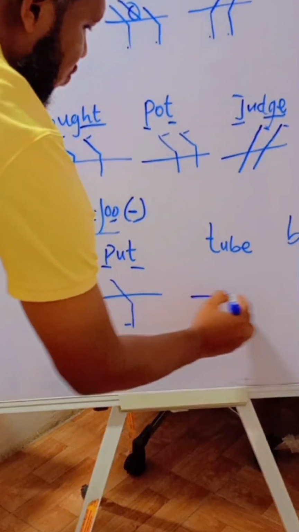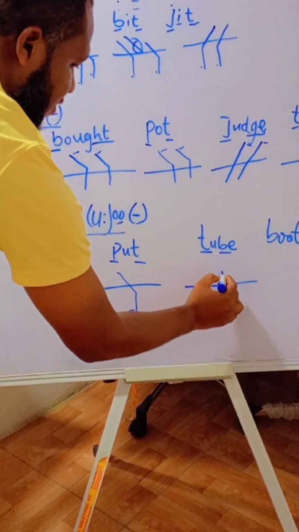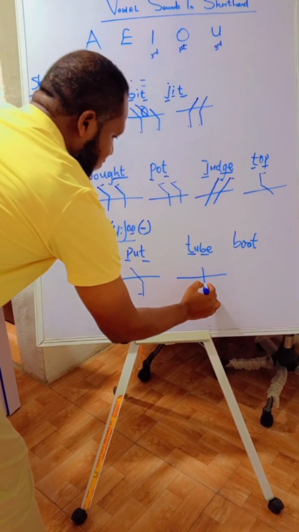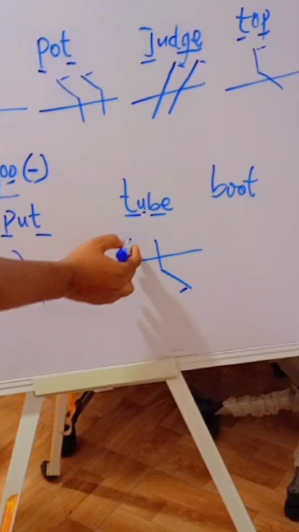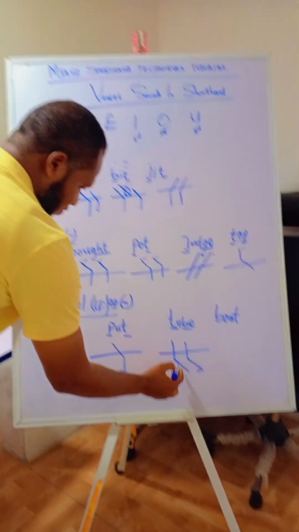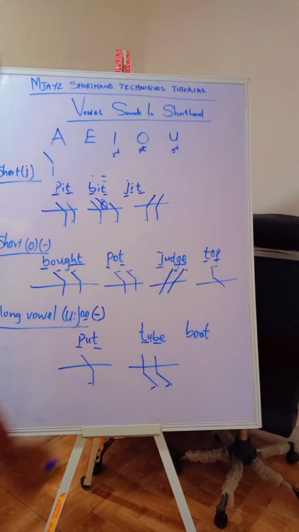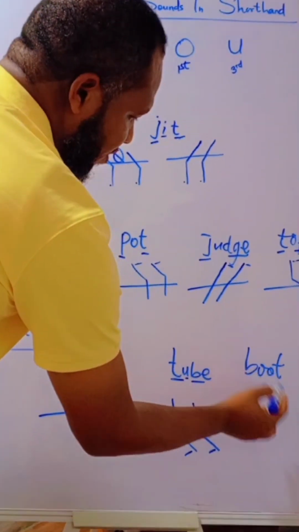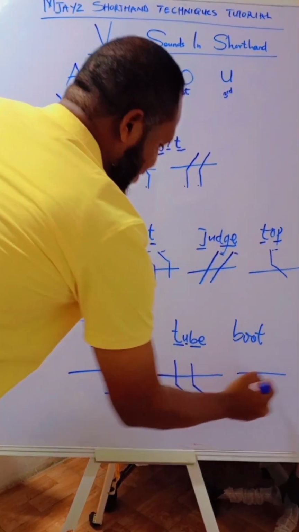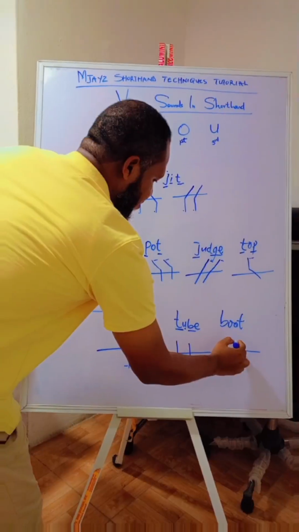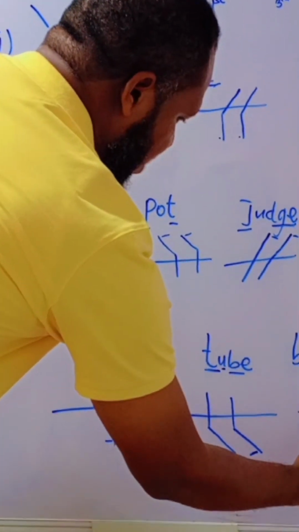Then "tube". In "tube", we have T and B. So you have your T cross the line, then B follows. Why? Because it's a third place vowel. You have your U at the end. Also, the same thing applies to "boat". Okay, this one is "boat", sorry, not "tube". So we have B, a heavy stroke, then T comes down. So you put your U sound.